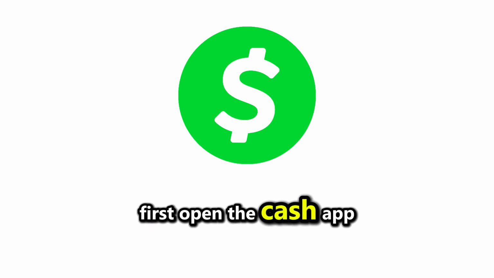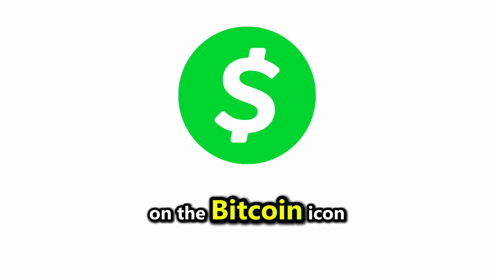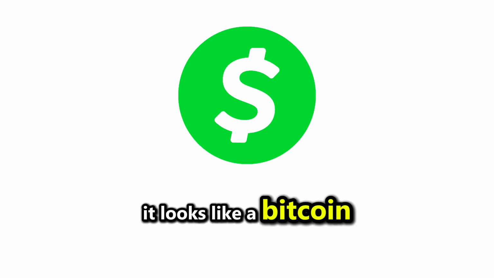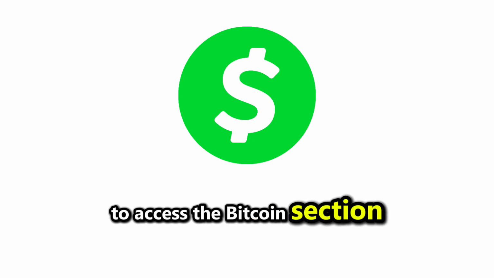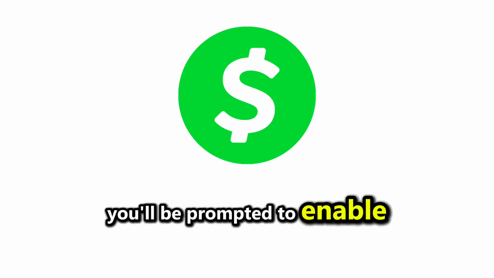First, open the Cash App on your phone and log into your account. On the home screen, tap on the Bitcoin icon. It looks like a Bitcoin symbol to access the Bitcoin section. If you haven't set up Bitcoin in Cash App yet, you'll be prompted to enable it.